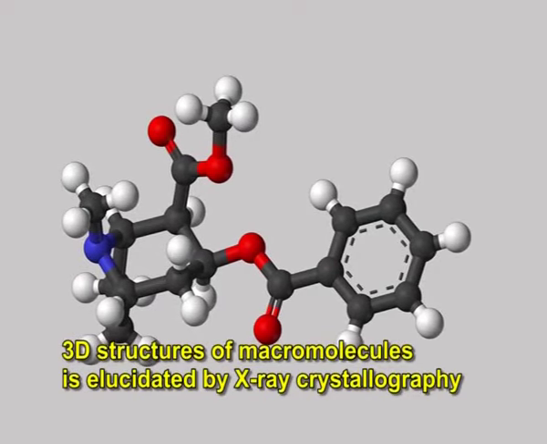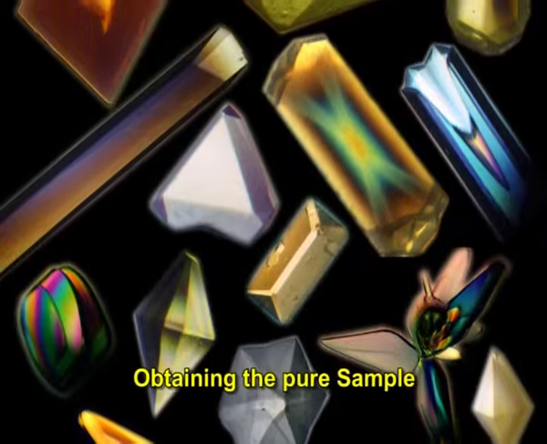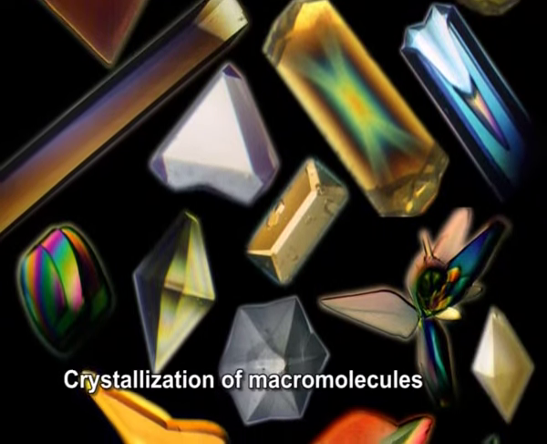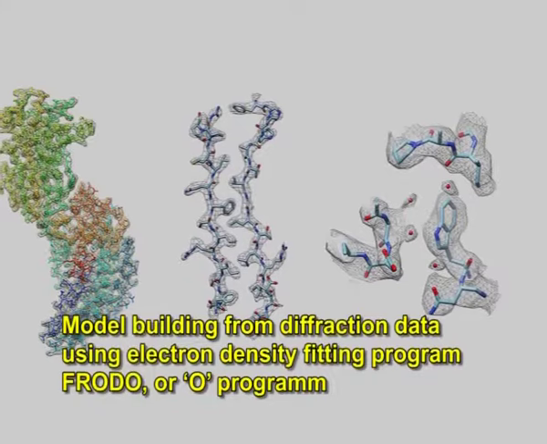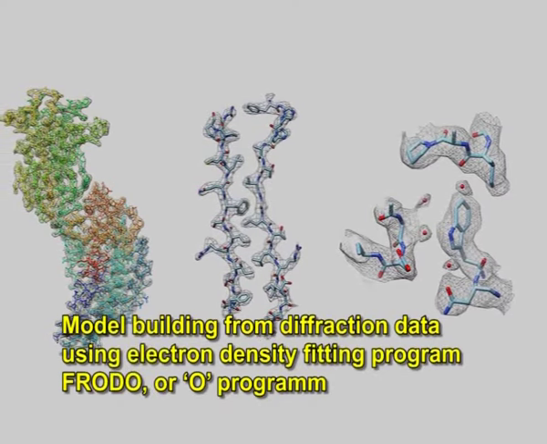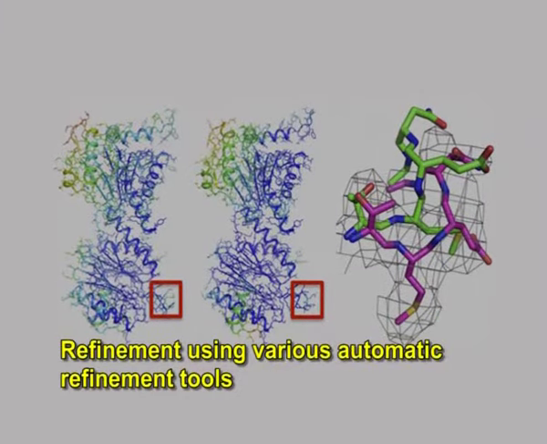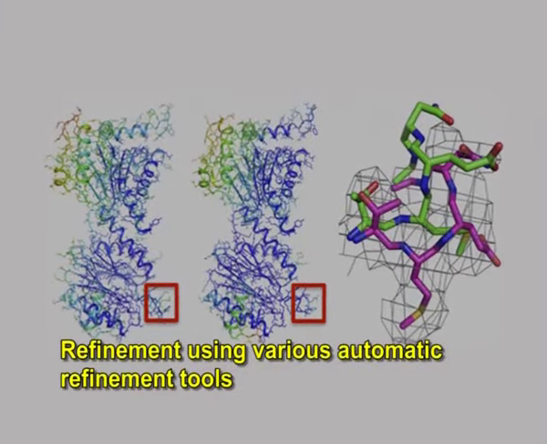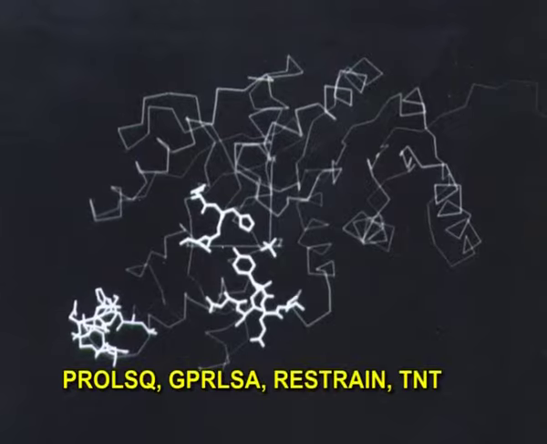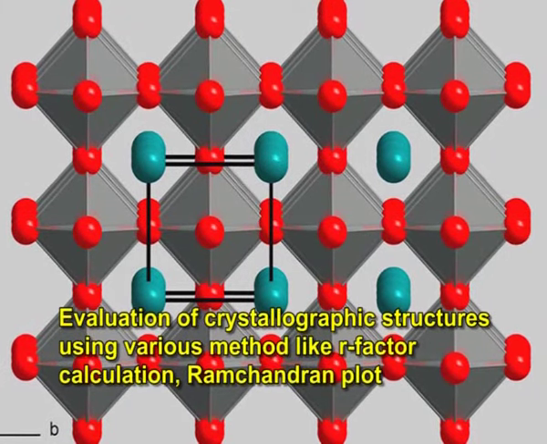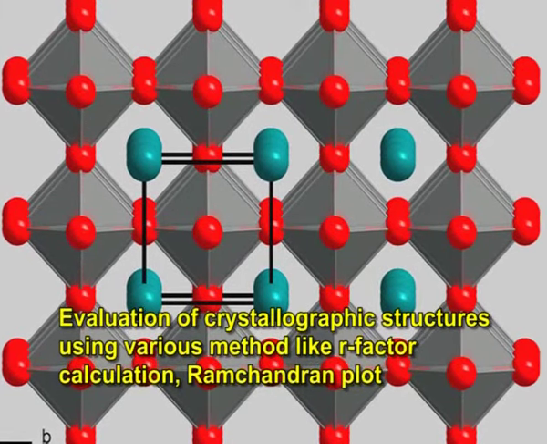3D structures of macromolecules are elucidated by X-ray crystallography using the following steps: obtaining the pure sample, crystallization of macromolecules, structure solution by diffraction, electron density mapping, model building from diffraction data using electron density fitting programs like Frodo or O program, refinement using various automatic refinement tools like ProLSQ, GPR, LSA, Bristane, TNT. Finally, evaluation of crystallographic structure using various methods like R factor calculation, Ramachandran plot, etc.